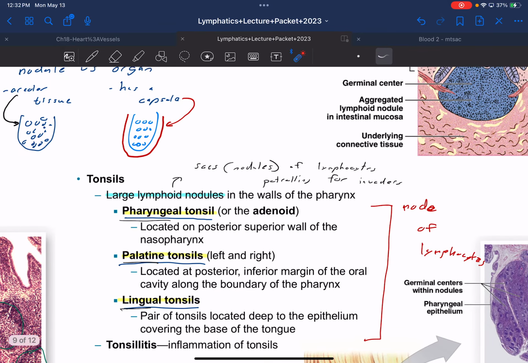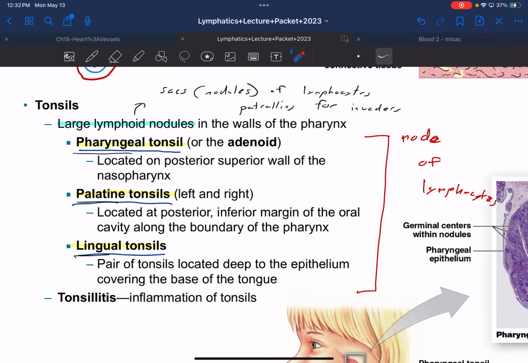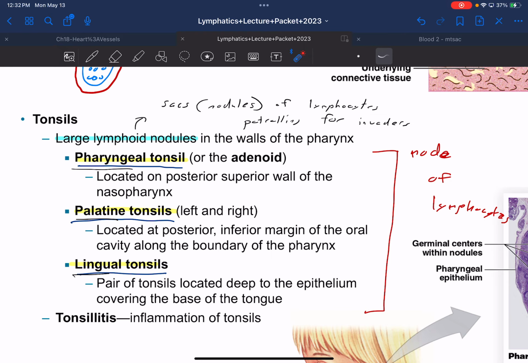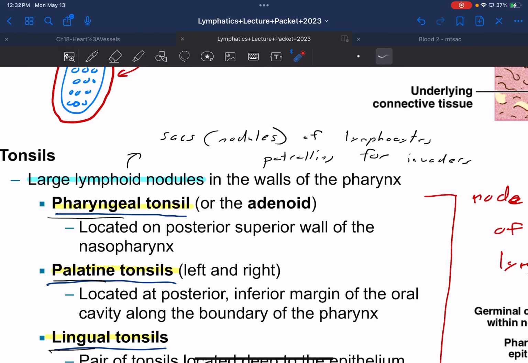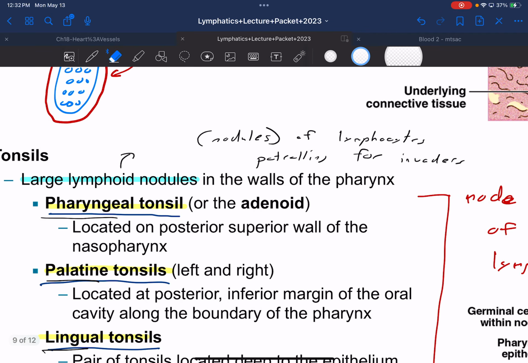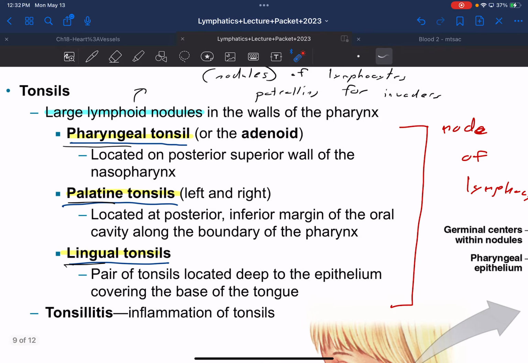But the one that we do need is the tonsils, because there's no other time in class to talk about it. And so the tonsils are going to be the large lymphoid nodules, not organs. They don't have a capsule. And I'm going to keep it nodules. Nodules are lymphocytes patrolling for invaders. And so they are there.